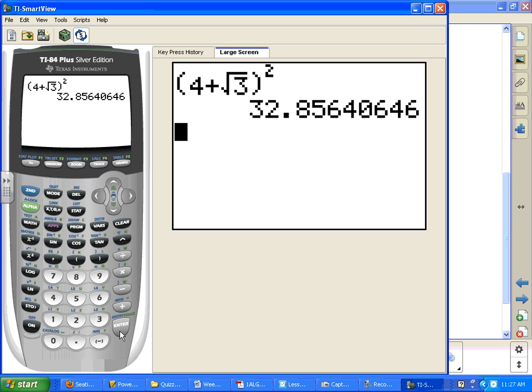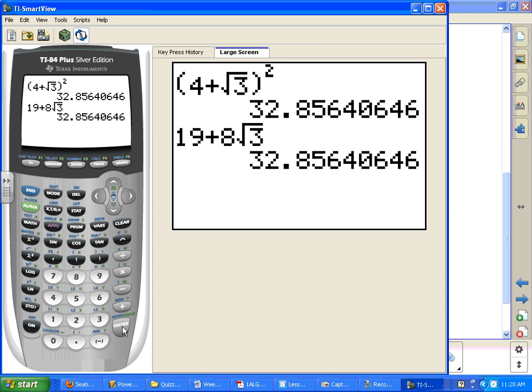Now I'm just checking my answer. I'm not finding the answer here. Just checking it. Now, what did we get for an answer? We had 16 plus 8 times the square root of 3, right? 19. See, I would have found out I was wrong. Oops. 19. And hit enter. I got the same answer. So you can use your calculator to check to make sure these are correct. Put your original problem in, find the answer, put your answer in it, see if they're the same. So you can check your solutions.